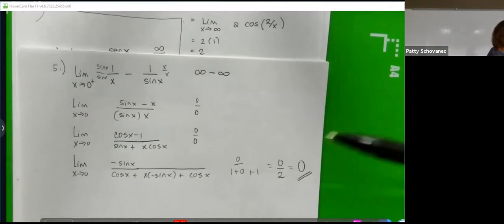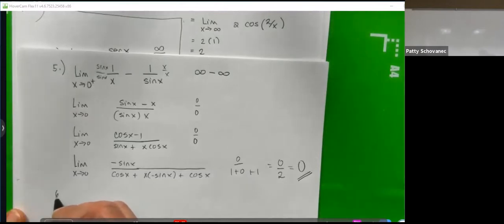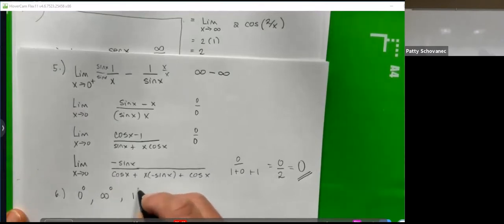So the algebra in infinity times 0 and infinity minus infinity just involves doing a little rearranging of terms, getting a common denominator in this case. But then we had the exponential indeterminate forms, either 0 to the 0, infinity to the 0, or 1 to the infinity.